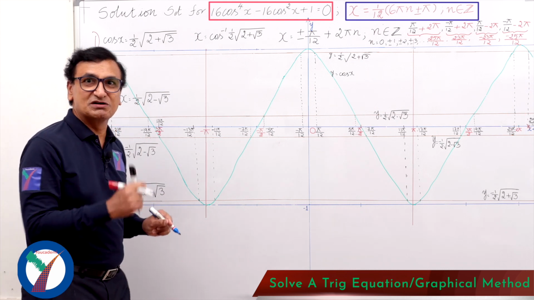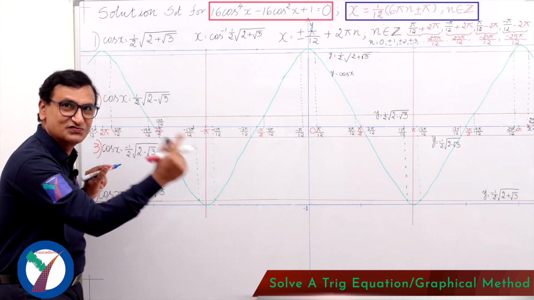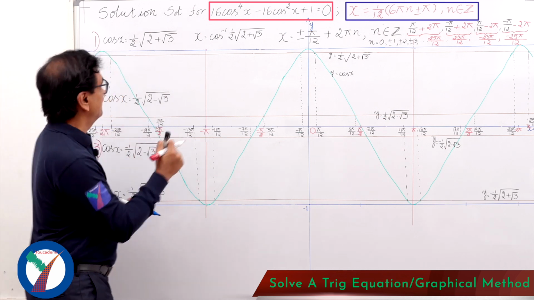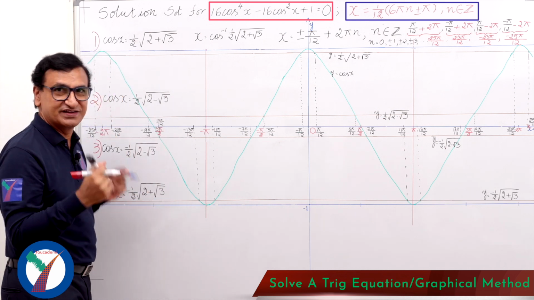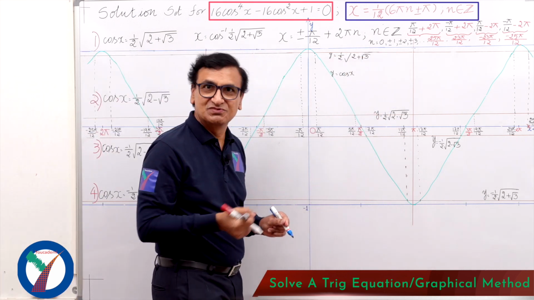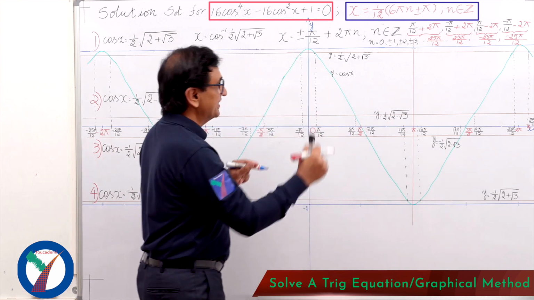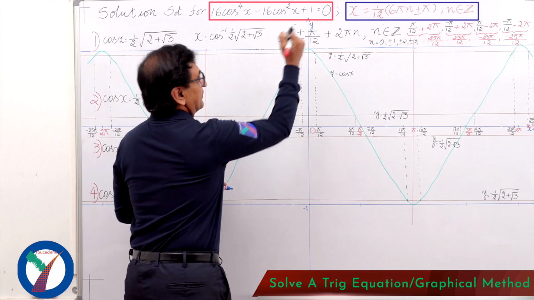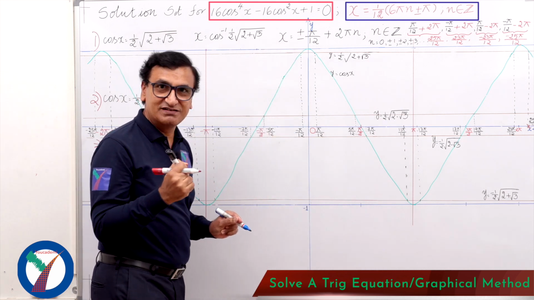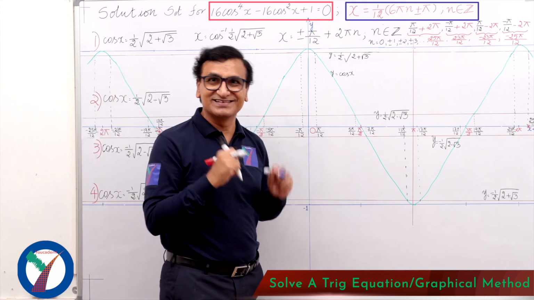Hence, we have used a method to identify all the solutions that are contained within the width of this whiteboard for our equation cos x equals 1/2 multiplied by square root of 2 plus square root of 3. And we can apply n equals plus or minus 2, plus or minus 3, plus or minus 4, and so on, to get the entire set of solutions from this general solution, which is x equals plus or minus pi by 12, which is the principal value, plus 2 pi n.